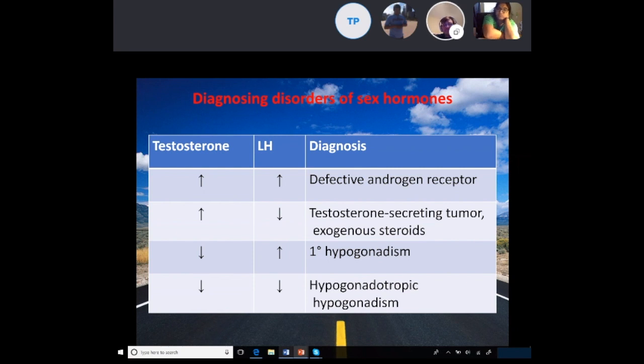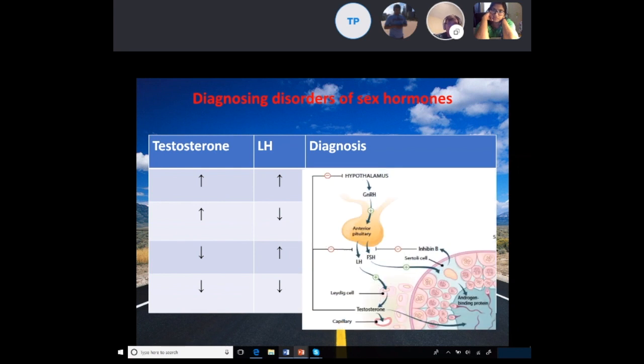If you've got decreased testosterone and decreased LH, this is what's known as hypogonadotropic hypogonadism. And that is essentially either a pituitary issue or a hypothalamic issue, because you have no gonads, so hypogonadotropic hypogonadism. Okay?